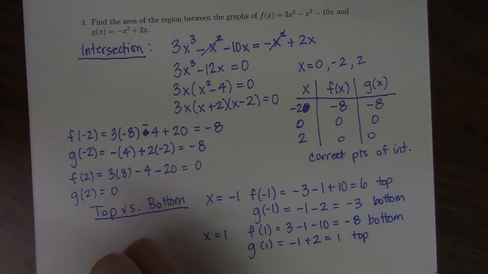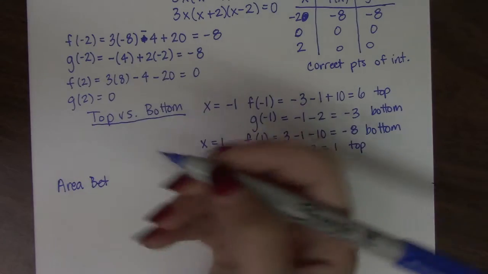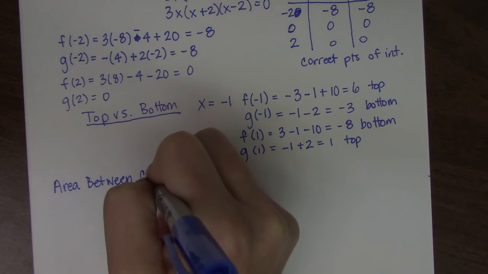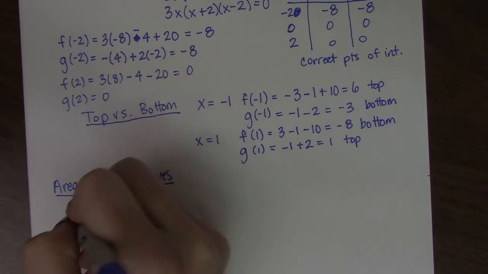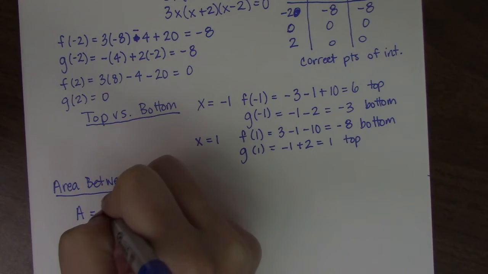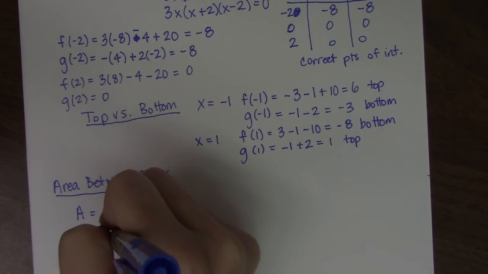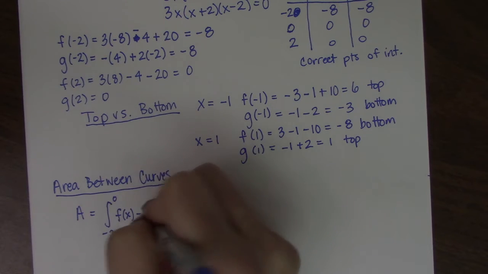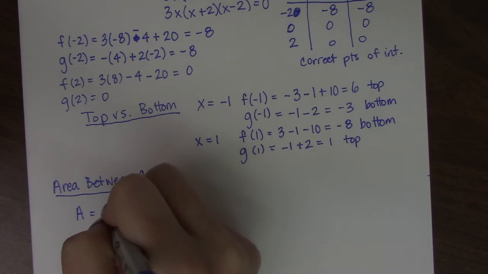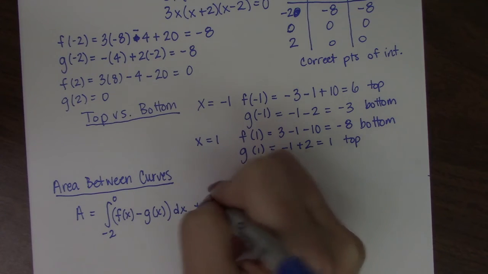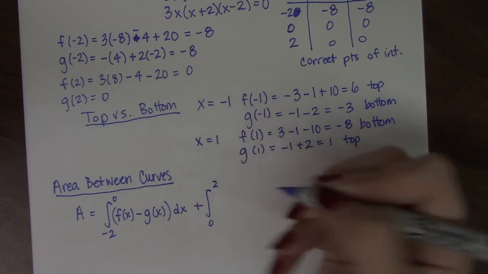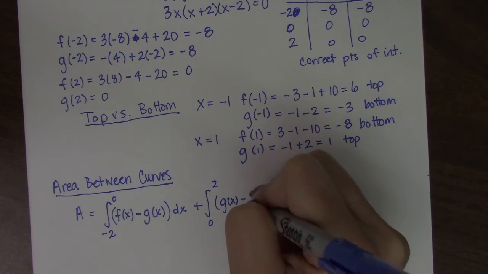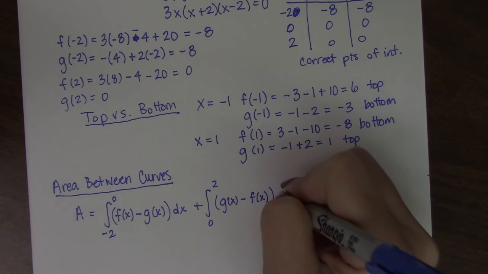So the area between my curves is going to be the integral from negative 2 to 0 of the top function minus the bottom function, plus the integral from 0 to 2 of my top function minus my bottom function.